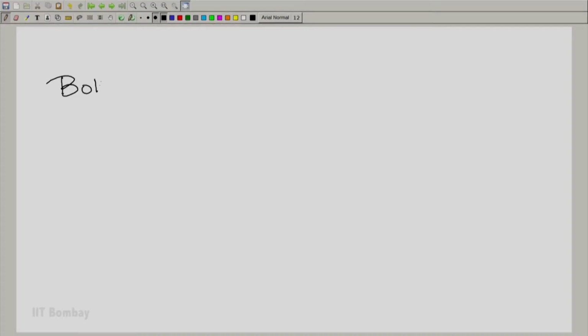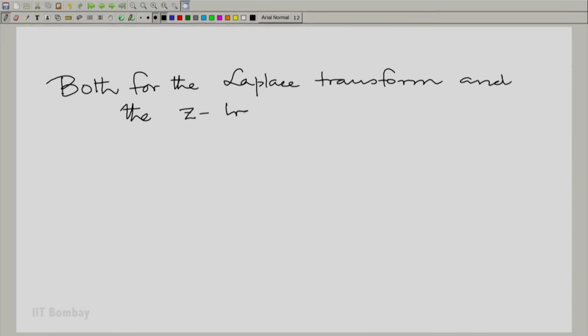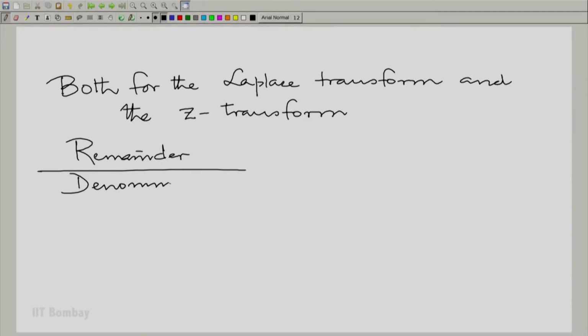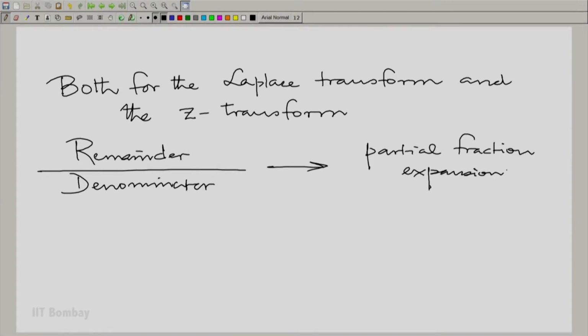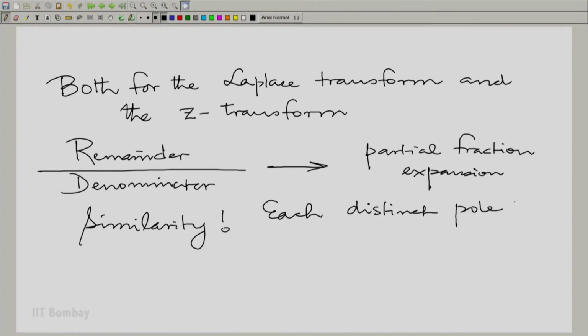So, both for the Laplace and the Z transform, if we consider the remainder divided by the denominator, we can make a partial fraction expansion of this. And there is a great similarity in the way we deal with this partial fraction. Each distinct pole gives a poly x term.